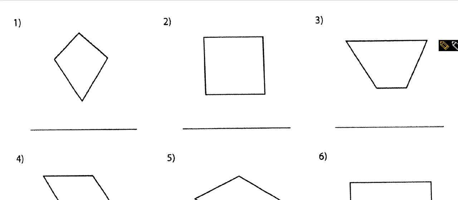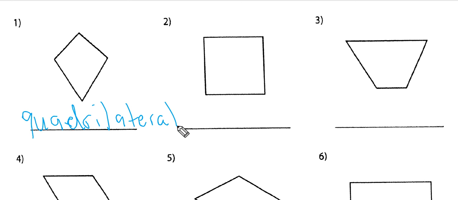All right. It says to name the polygon, or the quadrilateral. Obviously, this one is a quadrilateral. And number 2 it's not a rhombus because not all sides are the same length. This one's a square. 3 is a trapezoid.